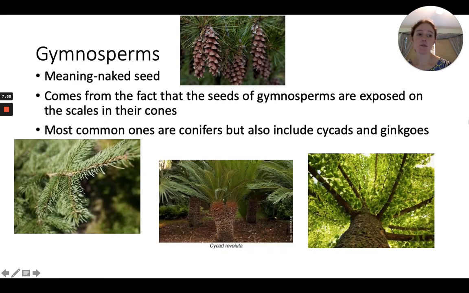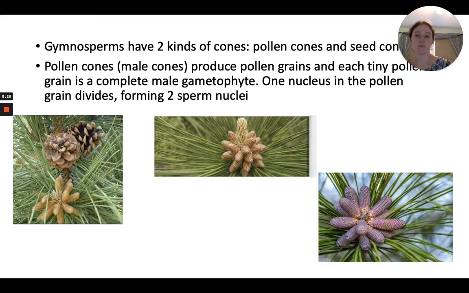Now, gymnosperms, that's the first type of plant we're going to talk about. It means naked seed. And that's because you can actually see the seed here. The pine cones are the seeds. It comes from the fact that the seeds of gymnosperms are exposed on the scales in their cones. The most common ones are conifers, but it also includes the cycads, which would be something that looks like this, and the ginkgos, which is this. They have these big, large, flat leaves. They're kind of shaped like hearts, I think.